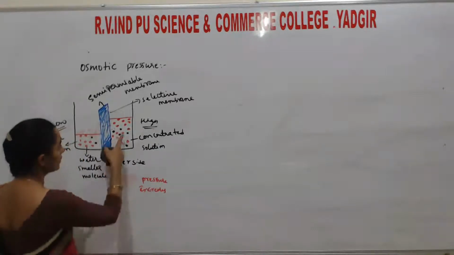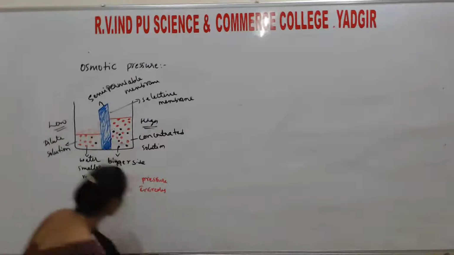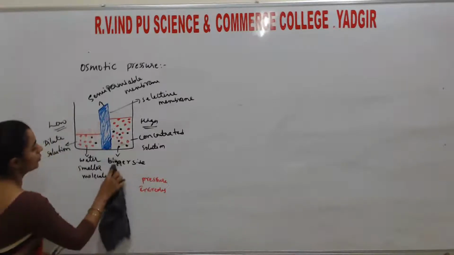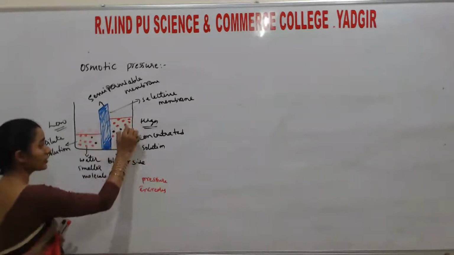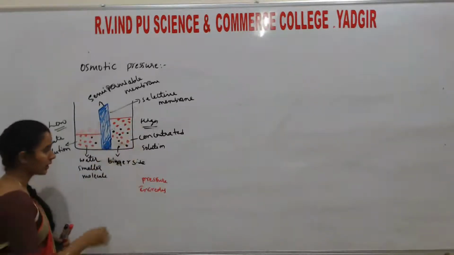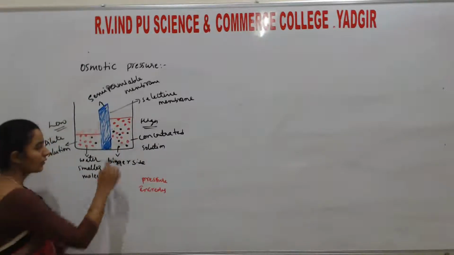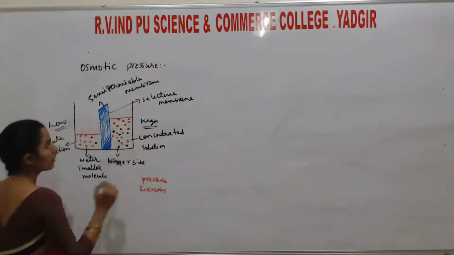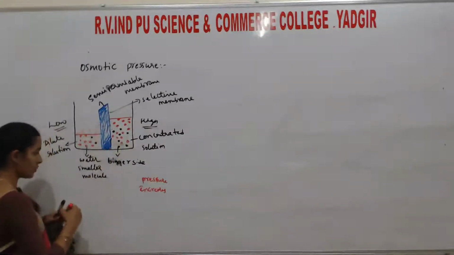Okay, so if this allows the movement of the solvent particles to pass through it, that increases the concentration of the solvent particles in this side, and that results in an increase in the volume of the solution. If the volume of the solution increases, pressure increases. So this process is called as what?